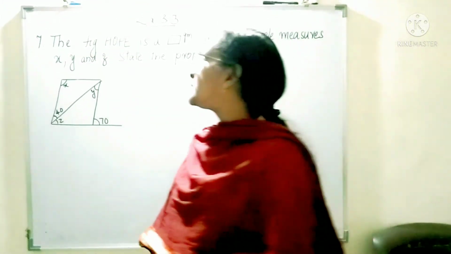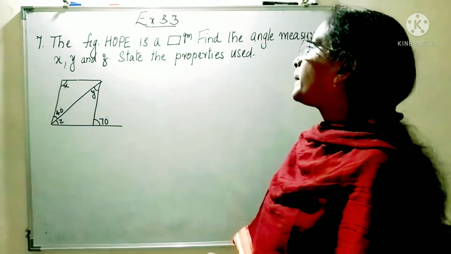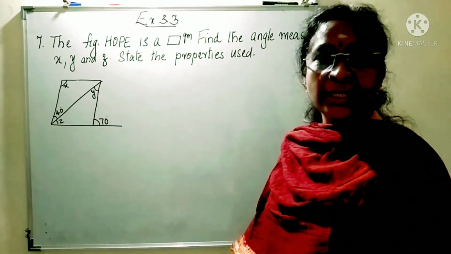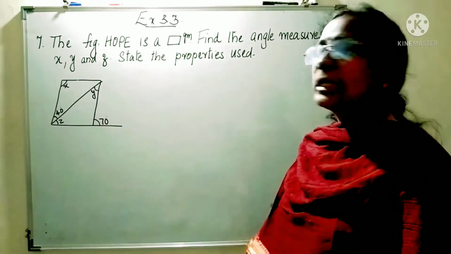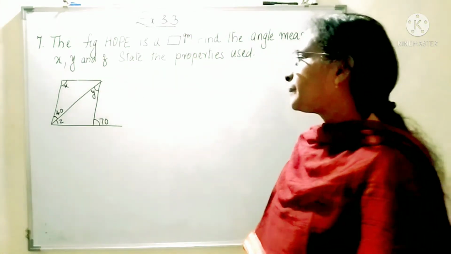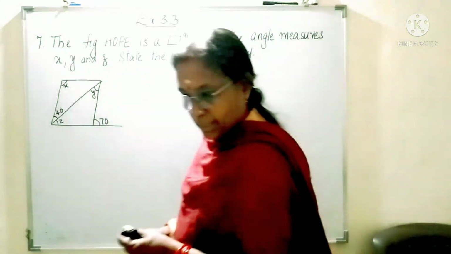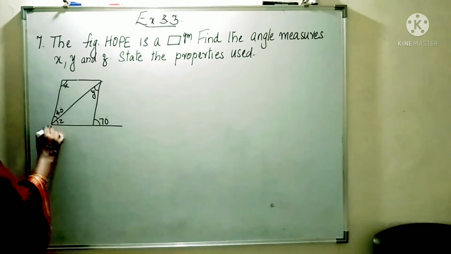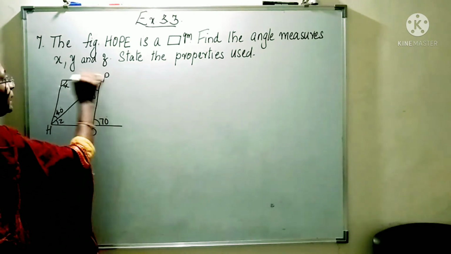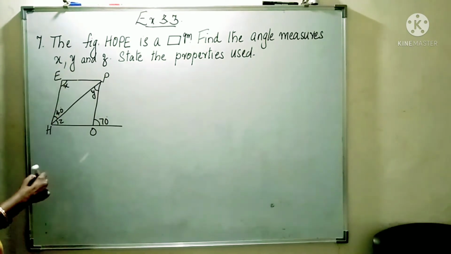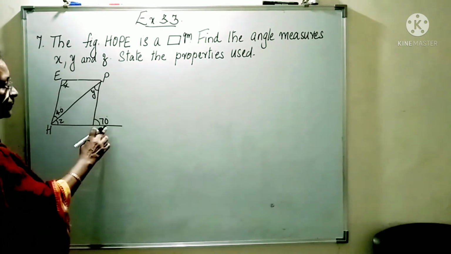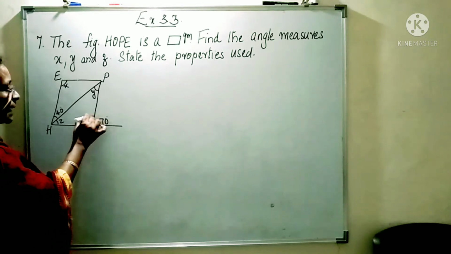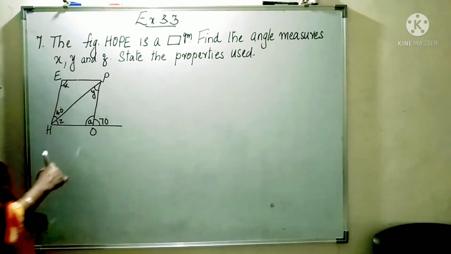The next question is, the figure HOPE, H-O-P-E, is a parallelogram. Find the measures of x, y and z. State the properties used to find the values. Now what is the figure given here? H-O-P-E, HOPE. Now what is the angle given here? 70 degree. And here it is 40 degree. So let us mark this angle as A.